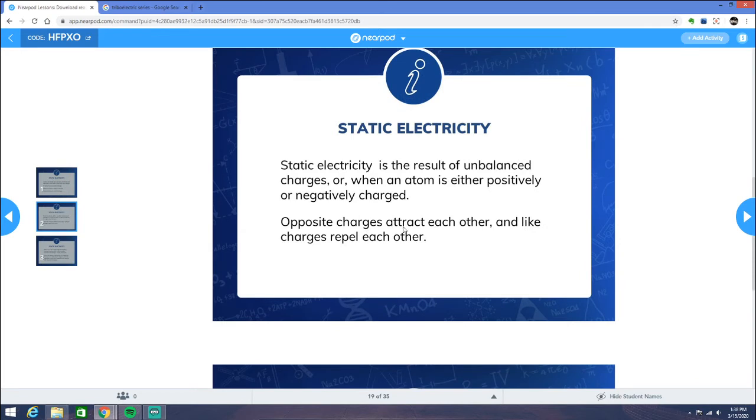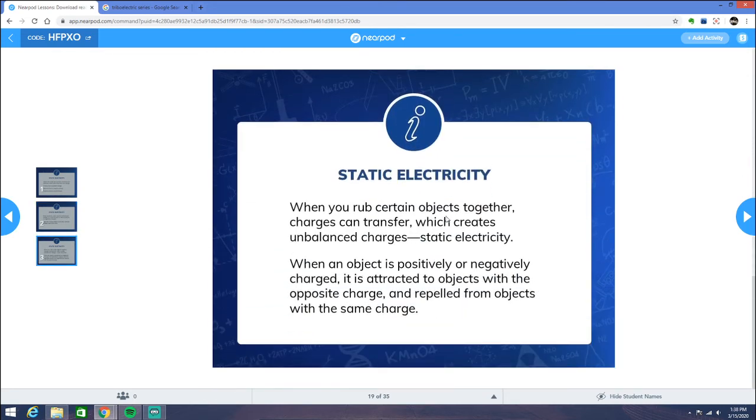If I have two positives, they're going to go away. Two negatives, they're going to go away. But if I have a negative and a positive, then they're going to try to come together. And again, you see static electricity when you rub certain things together, which creates that energy transfer. You guys like to say friction. Friction is very important when we're talking about creating a charge or a transfer of electrons. But friction isn't the only thing. Electrons need to move. So again, when an object is positively or negatively charged, it is attracted to the object.